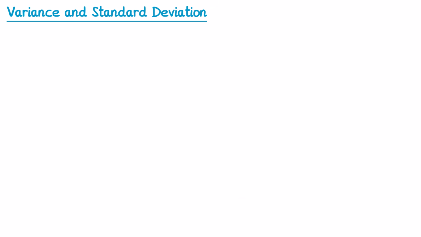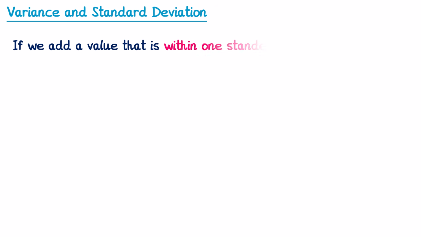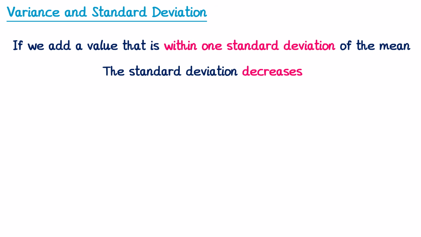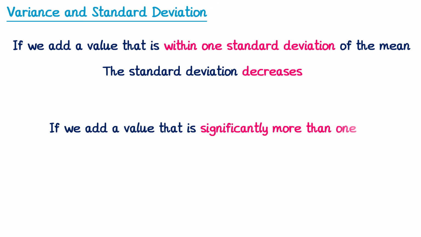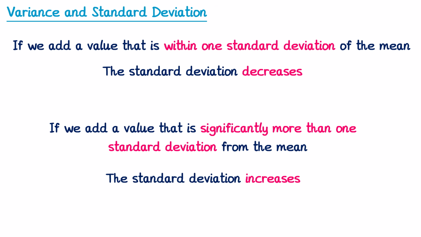Let's summarize what we've looked at here. So if we add a value that's within one standard deviation of the mean, then the standard deviation will definitely decrease. And if we add a value that's significantly more than one standard deviation from the mean, the standard deviation will increase. I've used the word significantly here because, as we showed a moment ago, if you're only a little bit more than one standard deviation away from the mean, the standard deviation will still actually decrease. Fortunately, in exam questions it's usually obvious. The value that you add in might be 2 or even 3 standard deviations away from the mean, in which case it's very obviously going to increase the standard deviation.